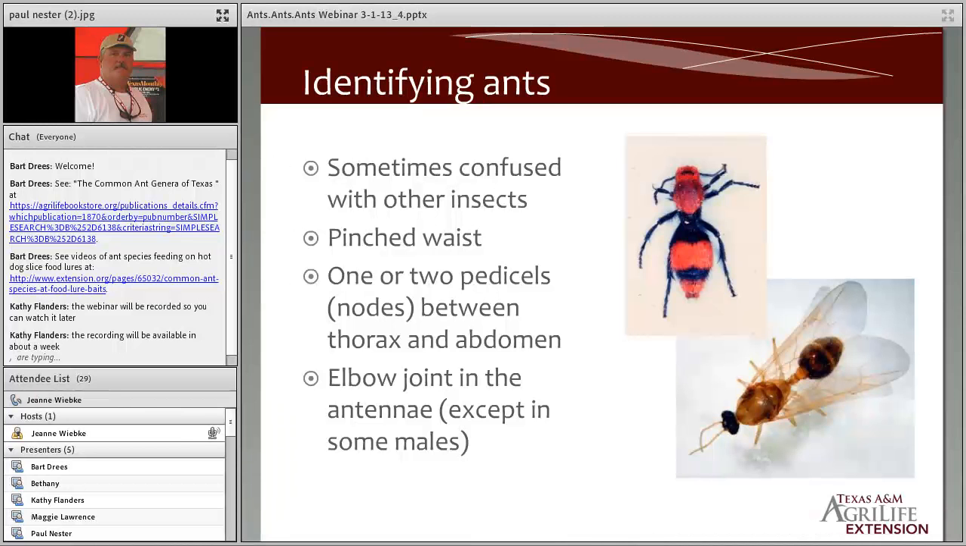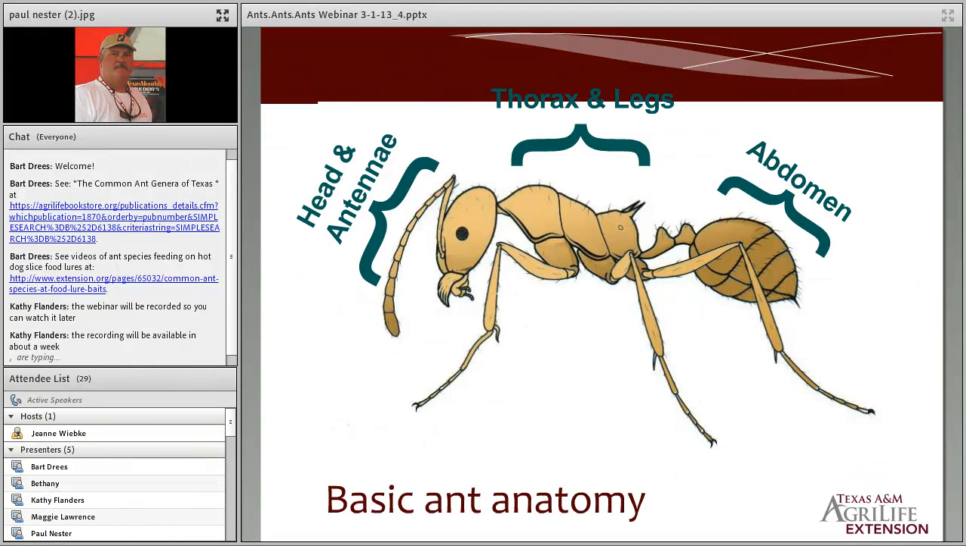Whenever we identify ants, sometimes ants get confused with other species. Here we have a picture of what we call a velvet ant, which is really not an ant at all, but a solitary wasp. When we think about ants, well, they do have a pinched waist. They're a member of the Hymenoptera order, which is bees, wasps, and ants. They have a pinched waist, but they also have one or two pedicels, which we also call nodes, between the thorax and the abdomen, and they also have an elbow joint in the antennae.